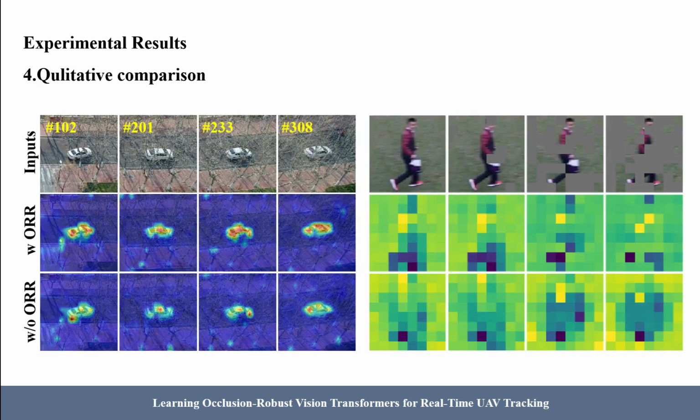To provide further insights into our proposed ORR, we present attention and feature maps produced by OR-Track-DeiT, with and without occlusion-robust enhancement. We observe that OR-Track-DeiT with ORR maintains a clearer focus on the targets, and exhibits more consistent feature maps across masking ratios. These results support the effectiveness of our component.